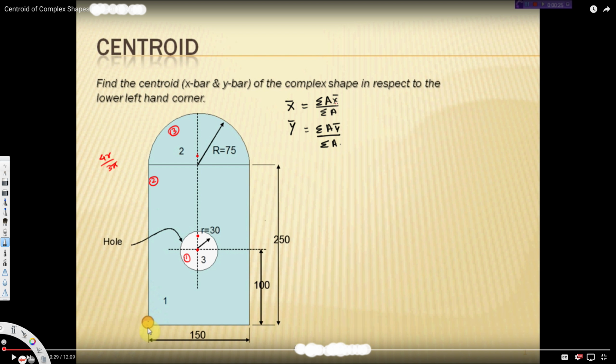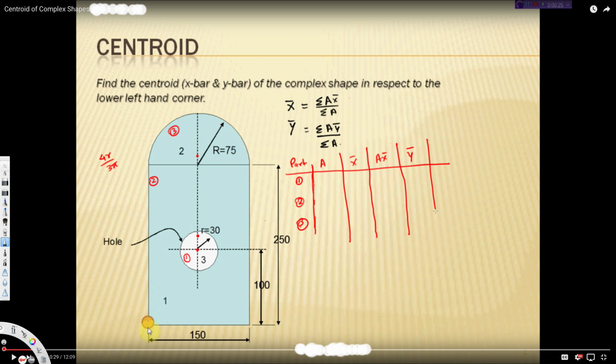And now we have to find these three things: the sigma A, sigma A x bar, and sigma A y bar. To do this, I create a table. So let's list the parts. We have three parts: part 1, part 2, part 3. To calculate the x bar, I have to calculate the area and the x bar, then A x bar, and then y bar, and then A y bar. This is all we need to calculate to find the x bar and the y bar.